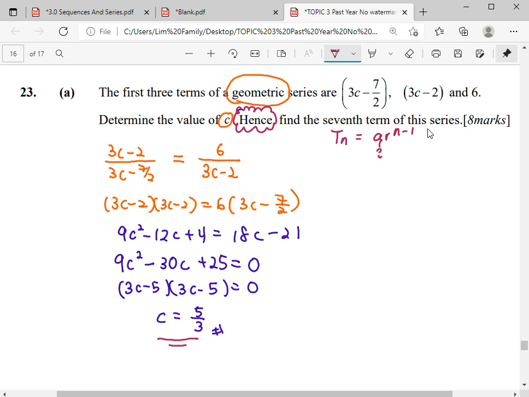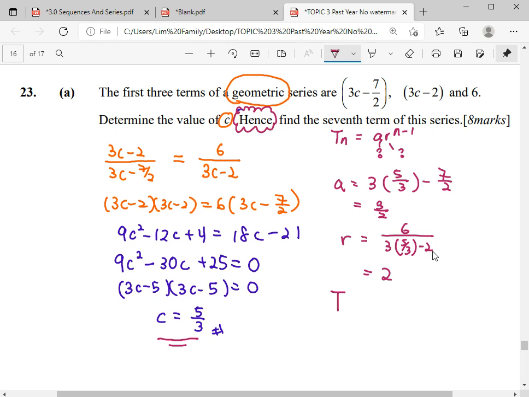So I need to find out what is my first term and what is my common ratio. So my first term is this. This is first term, second term, third term, right? So my first term is this. So I find out what is my first term, 3c. So use the c here and find out. It will be 3 over 2. And then we find out what is our common ratio. Common ratio will be, I take 6 divided by 3c minus 2. Okay, I take the third term, divide by second term. So when we divide by second term, we can put our c here, 5 over 3 minus 2. So this common ratio will give us 2.